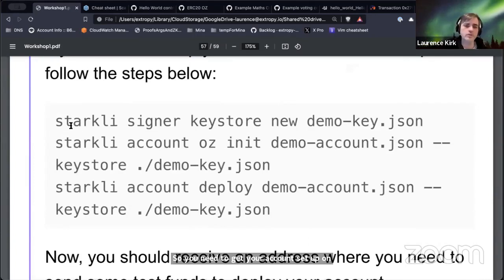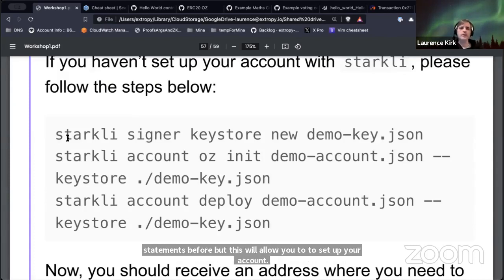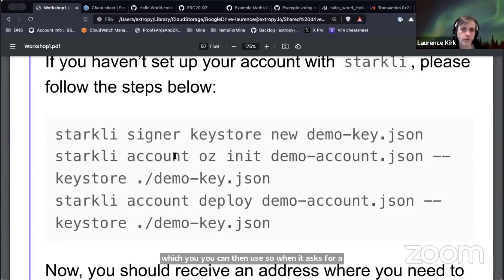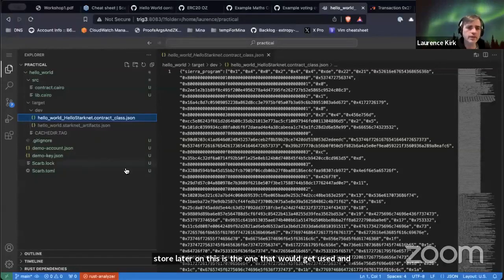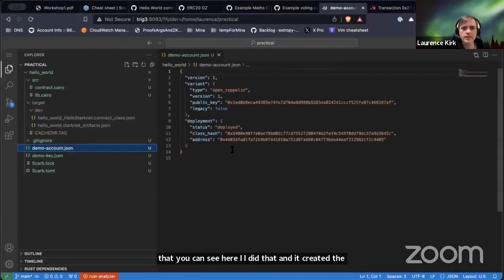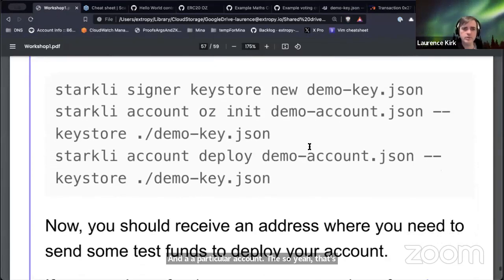I showed you these statements before, but this will allow you to set up your account. What this is doing is creating a new key store, which you can then use. So when it asks for a key store later on, this is the one that will get used. And you can see here, I did that, and it created the key store for me here, and a particular account there. So that's what this was doing.